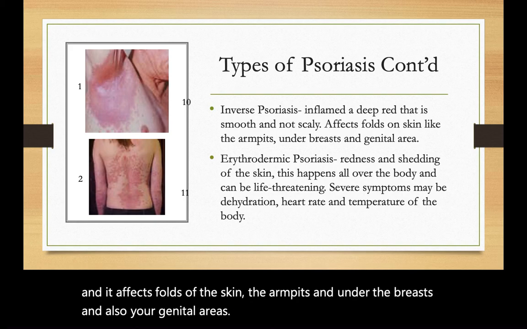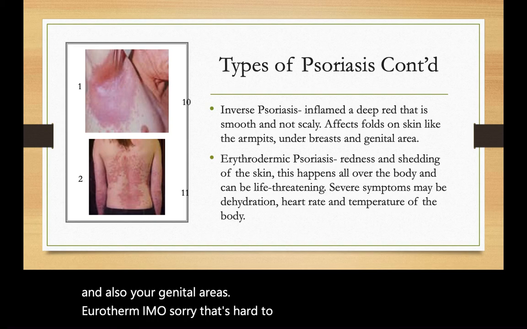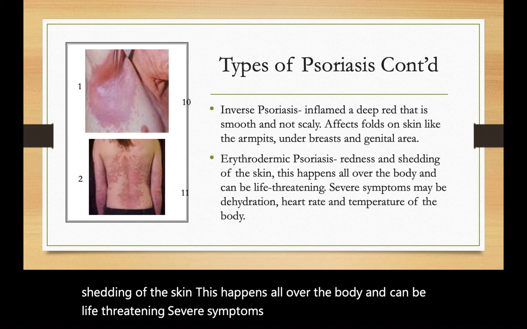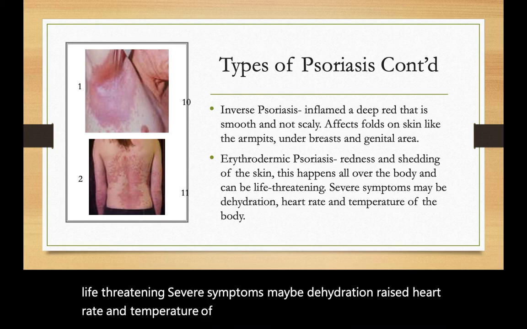Erythrodermic, sorry, that's hard to say. This is redness and shedding of the skin. This happens all over the body and can be life-threatening. Severe symptoms may be dehydration, raised heart rate, and temperature of the body.